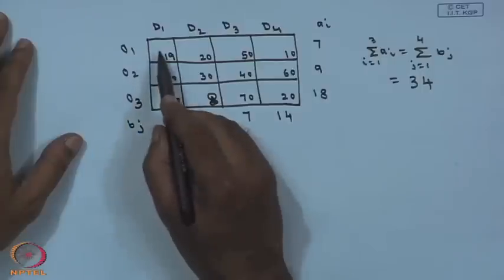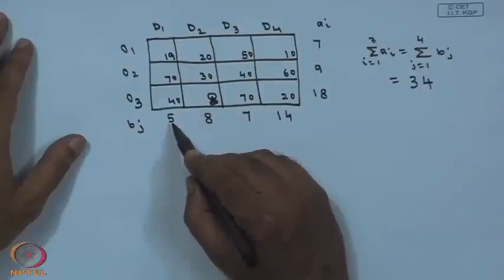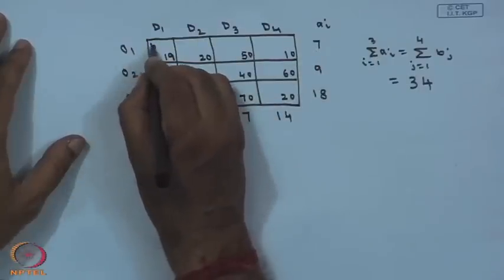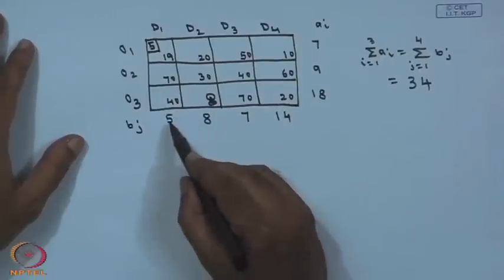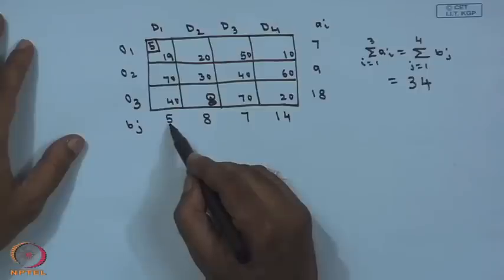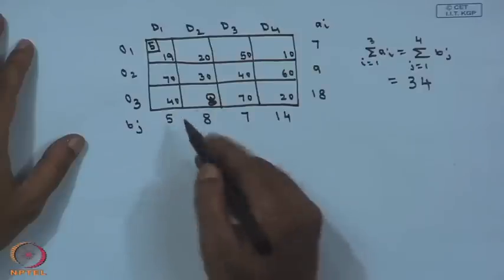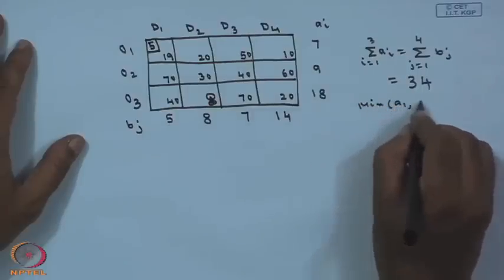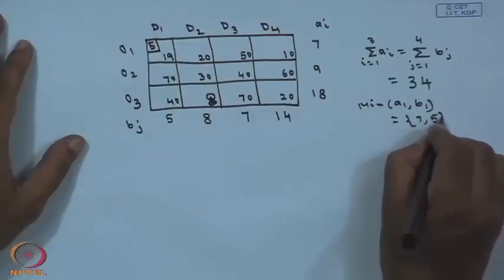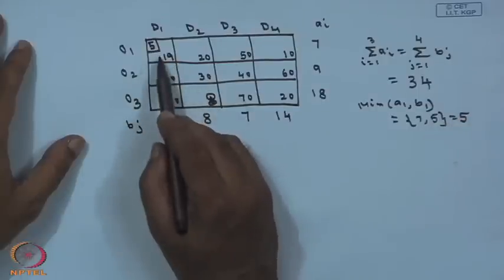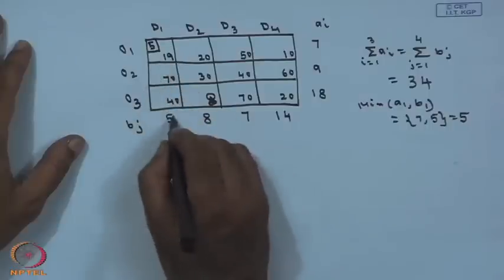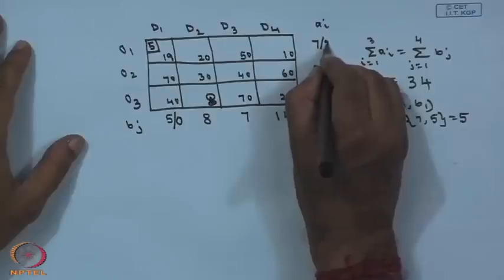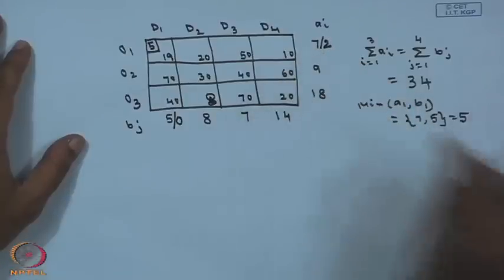Now think about the first cell. Here the demand is 5 and the availability is 7. The minimum of a1 and b1, that is of 7 and 5, is 5. Therefore, you allocate 5 to this first cell. Once you have allocated 5 here, the demand for this column will now be 0, and the availability here will be reduced from 7 to 2. So this is the first step.